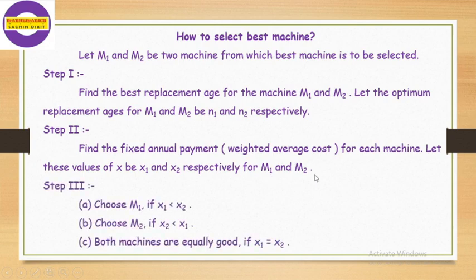Step 3. Just compare the terms. Choose machine M1 if X1 is less than X2. Choose M2 if X2 is less than X1. And third, both machines are equally good if X1 and X2 are equal. These are the steps to select the best machine. Now we consider one example corresponding to this method.